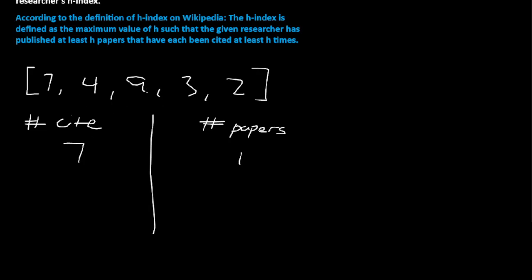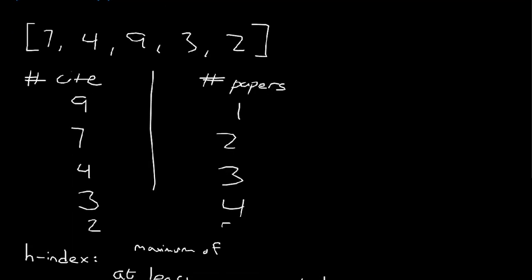For 9 citations, how many papers are there? There's 1 paper. For 7 citations, there are only 2. For 4, there is 1, 2, and 3. For 3, there are 4, and for 2, there are 5.